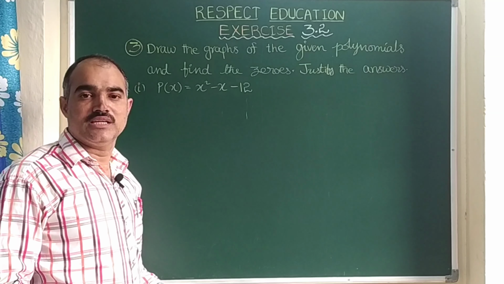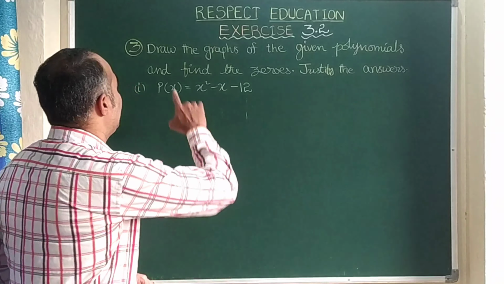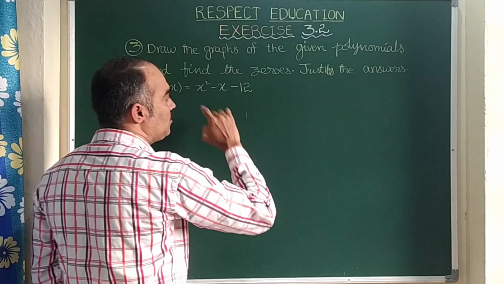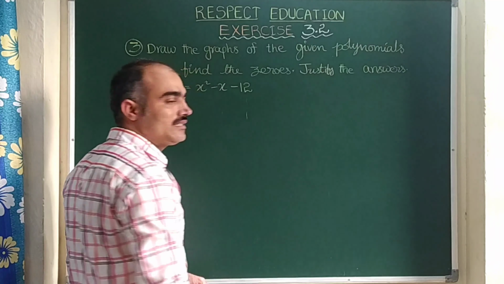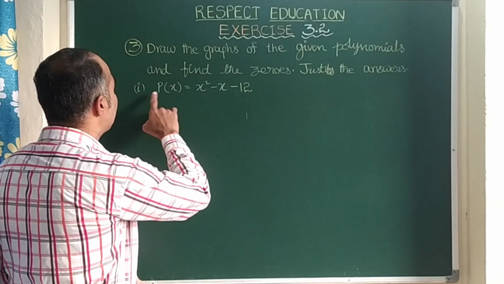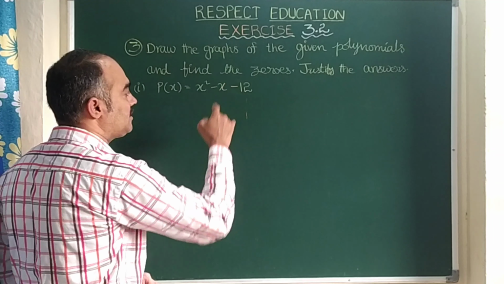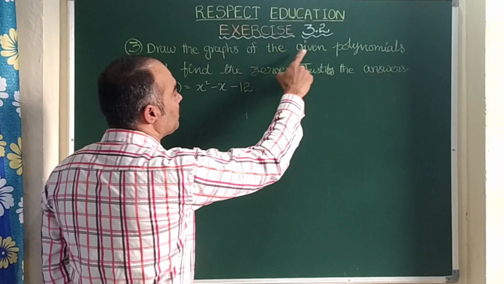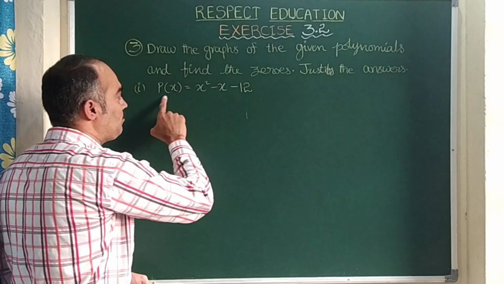Let us see the next question, that is question number 3. Draw the graphs of the given polynomials and find the zeros. Justify the answers. In this, the first one is p of x equal x square minus x minus 12. Here you read the question, draw the graphs of the given polynomial. This is the given polynomial.